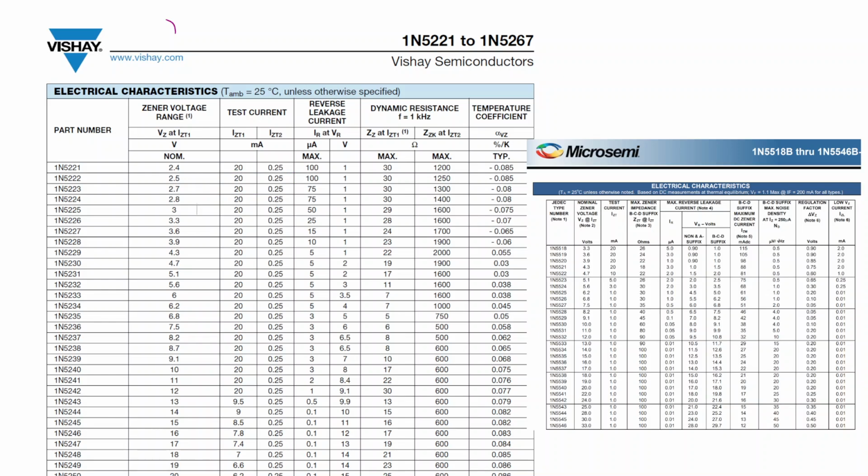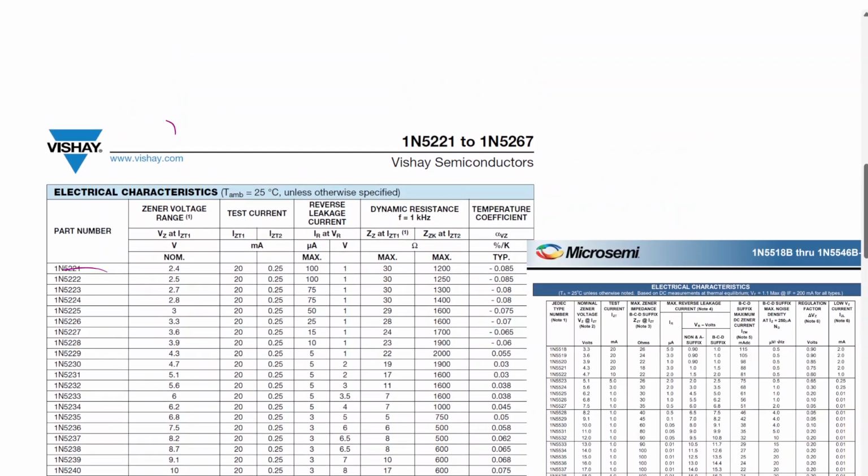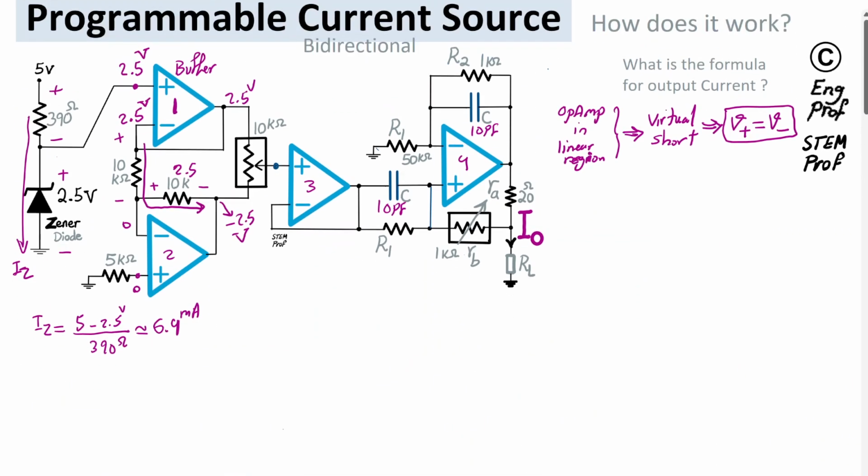Also, Microsemi provides some, but basically this one is just good enough for our purpose, 1N5222. Okay, so we now have the Zener diode properly biased with enough current, 6.4 milliamp. So we can now assume 2.5 and negative 2.5 on the two sides of this digital potentiometer stable.